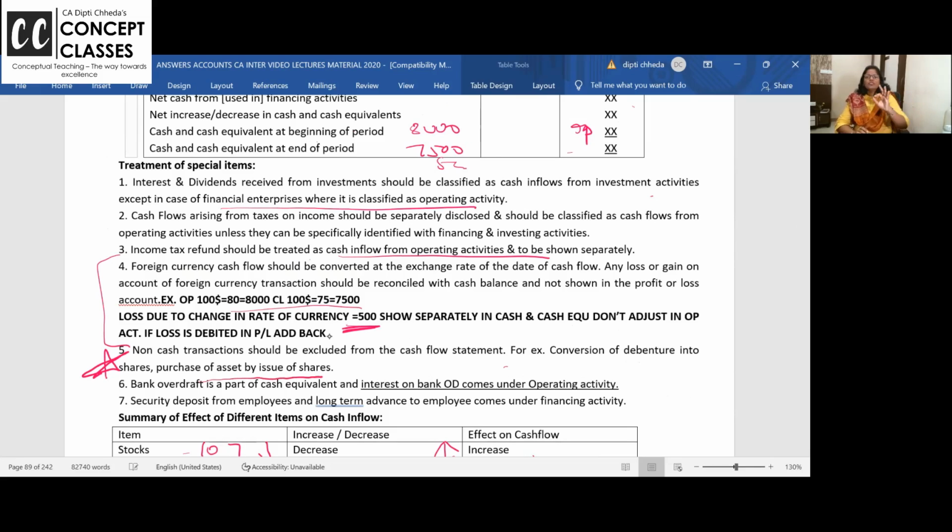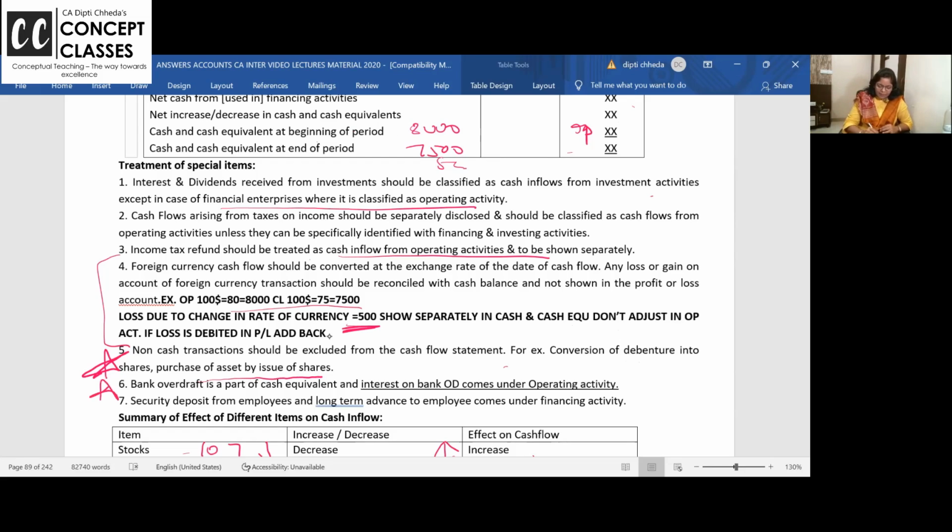Purchase of asset against issue of shares. I have purchased 4 lakh machinery, but instead of paying them check, I have given them shares. So share capital has increased by 4 lakh and plant and machinery has increased by 4 lakh. Now tell me, dear students, is any money coming in or going out? For issue of shares, paise aa rahe hain? No. For purchase of investment, is money going out? No. Plant and machinery khareedne. So this will not come in the cash flow statement. You have to write a note for it.